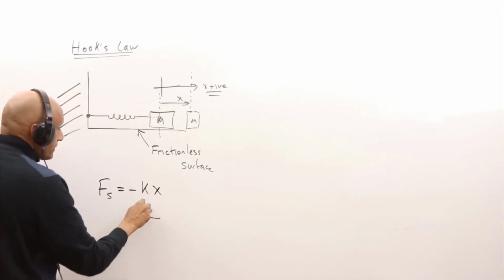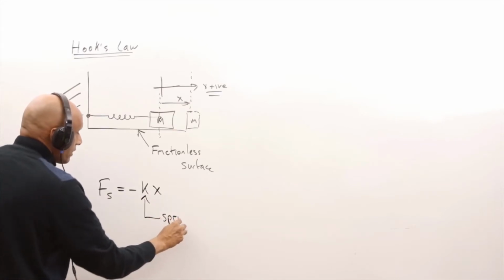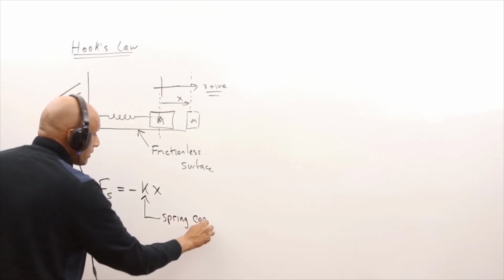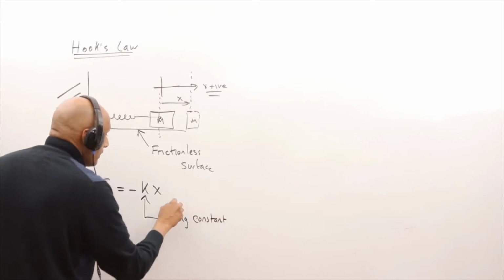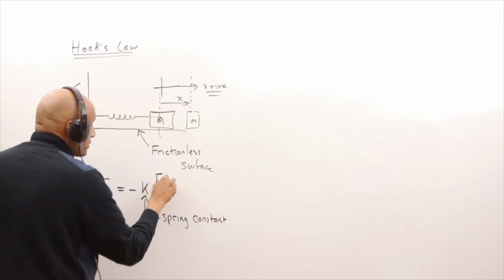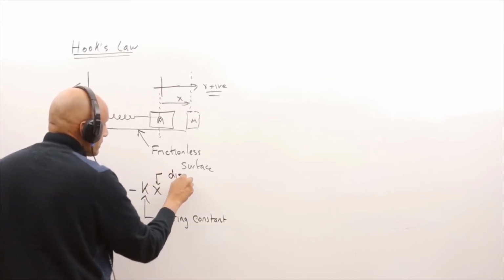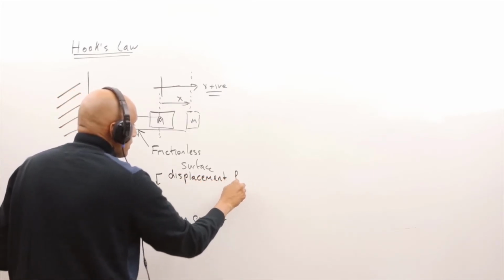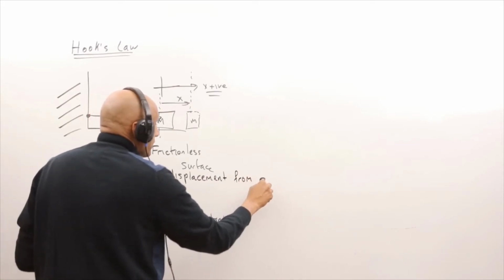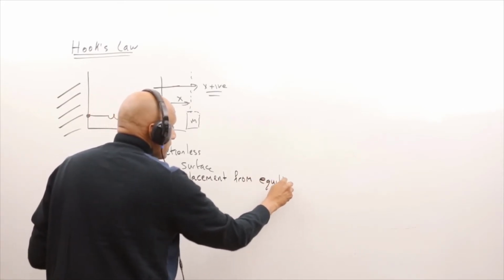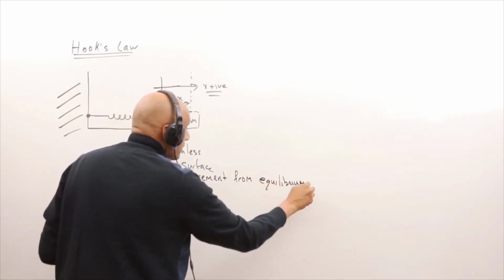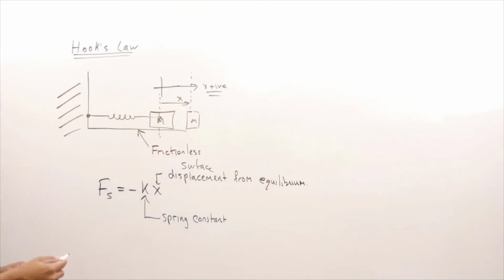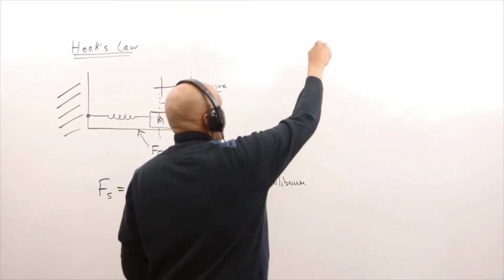So this is the spring constant. And this quantity is called the displacement from equilibrium. So let me give you an example of this.